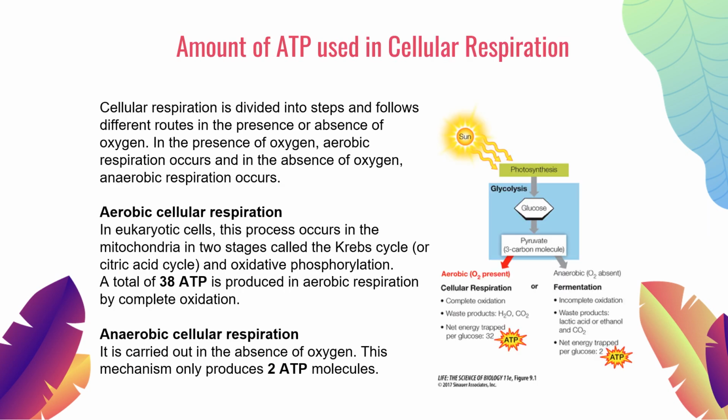Amount of ATP used in cellular respiration. Cellular respiration is divided into two, aerobic and anaerobic. In the first one, there is a presence of oxygen, while in the second, not. Aerobic cellular respiration. This process occurs in the mitochondria in two stages called the Krebs cycle and the oxidative phosphorylation. A total of 38 ATP is produced in aerobic respiration. Anaerobic cellular respiration. This mechanism only produces 2 ATP molecules.